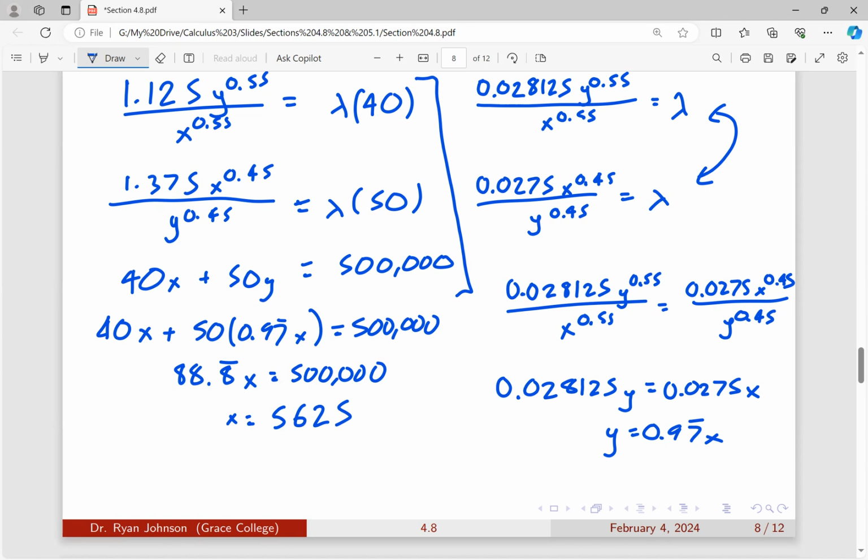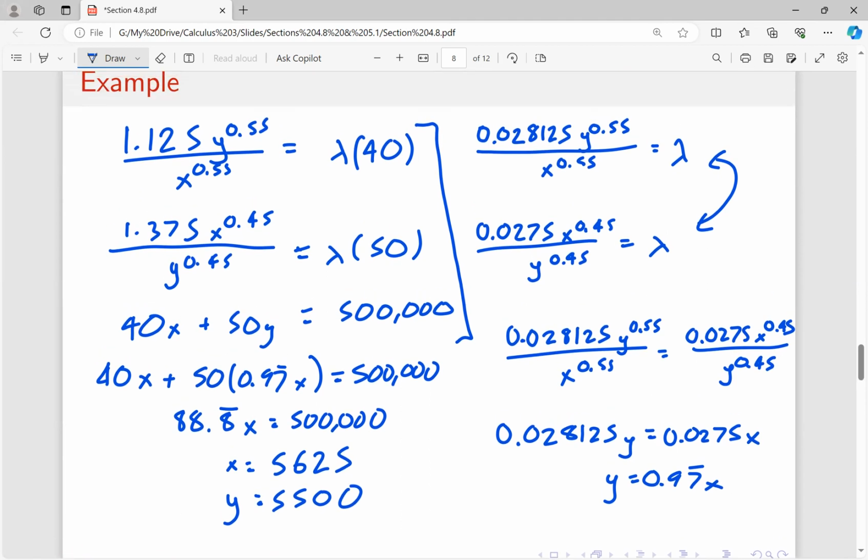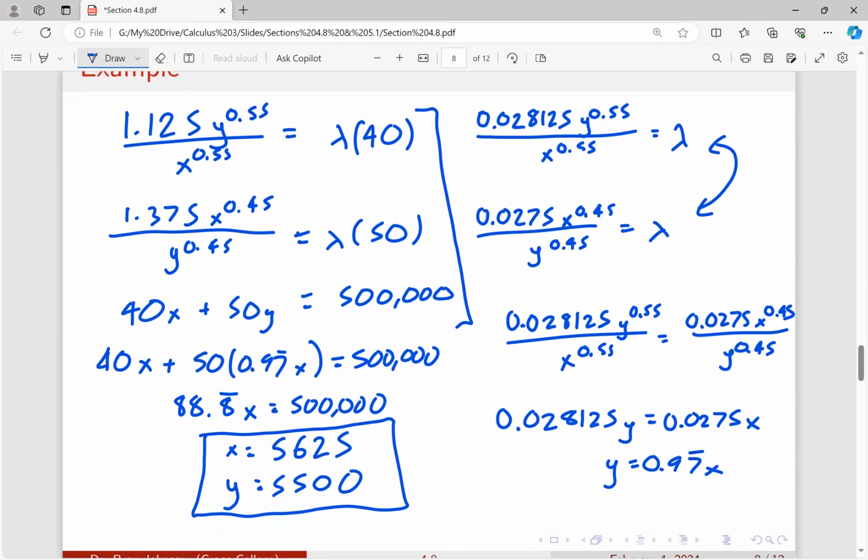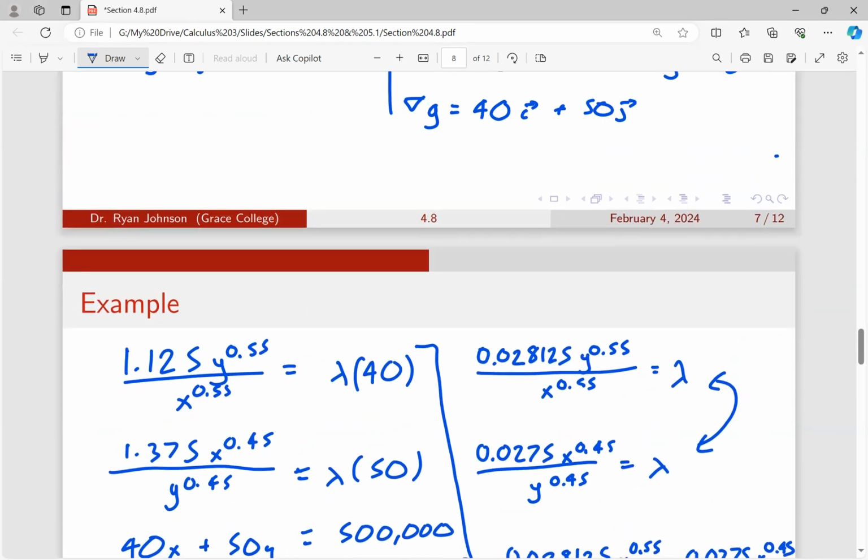So times that, 0.9 and then 7 repeating, and I get 5,500. So y equals 5,500. Okay, that is the only critical point, so it's going to be the maximum. But I can always double check that if I'm unsure.